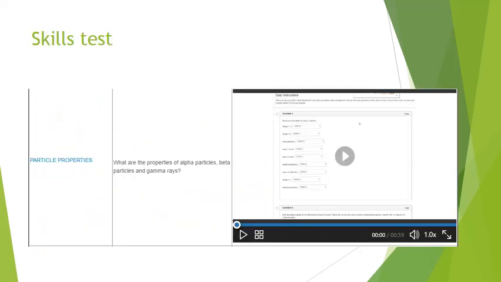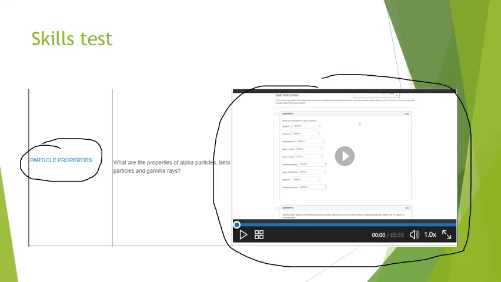Okay, so armed with what you now know about alpha particles, beta particles, and gamma rays, you can now complete the skills test entitled Particle Properties. Again, I encourage you to, it's only a minute long, go ahead and watch the video real quick. That'll help you work your way through the quiz, and it's pretty straightforward. Again, just keep in mind the different charges associated with the different types of particles, as well as the different masses of the different types of particles.